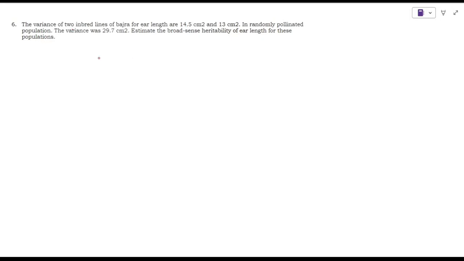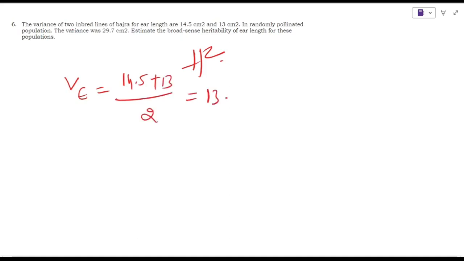So, if some confusion will be there for the people about how to know what is VE, what is VA, what is VP. In that, you need to calculate broad sense heritability. What is given here? The variance for two inbred lines of bajra. That is the field, right? Field means that is called VE, environment. So two values are given. You need to take the average, 14.5 plus 13 divided by 2. You will get the value of 13.75. That is the VE value. VE is equal to 13.75.